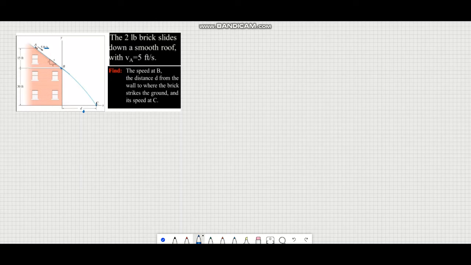We know that for the first stage from A, which is the beginning of kinetic energy, plus the total energy change from point A to B, is going to be equal to point B's kinetic energy. So it's going to be 1 over 2 mv square. m here is 2 pound.